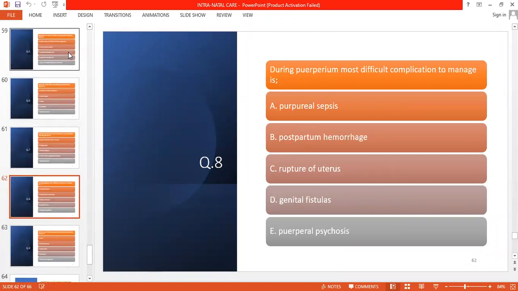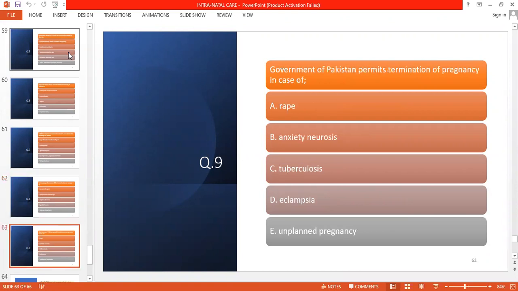During puerperium, the most difficult complication to manage is: puerperal sepsis, postpartum hemorrhage, rupture of uterus, genital fistulas, puerperal psychosis. B, postpartum hemorrhage is the right answer.